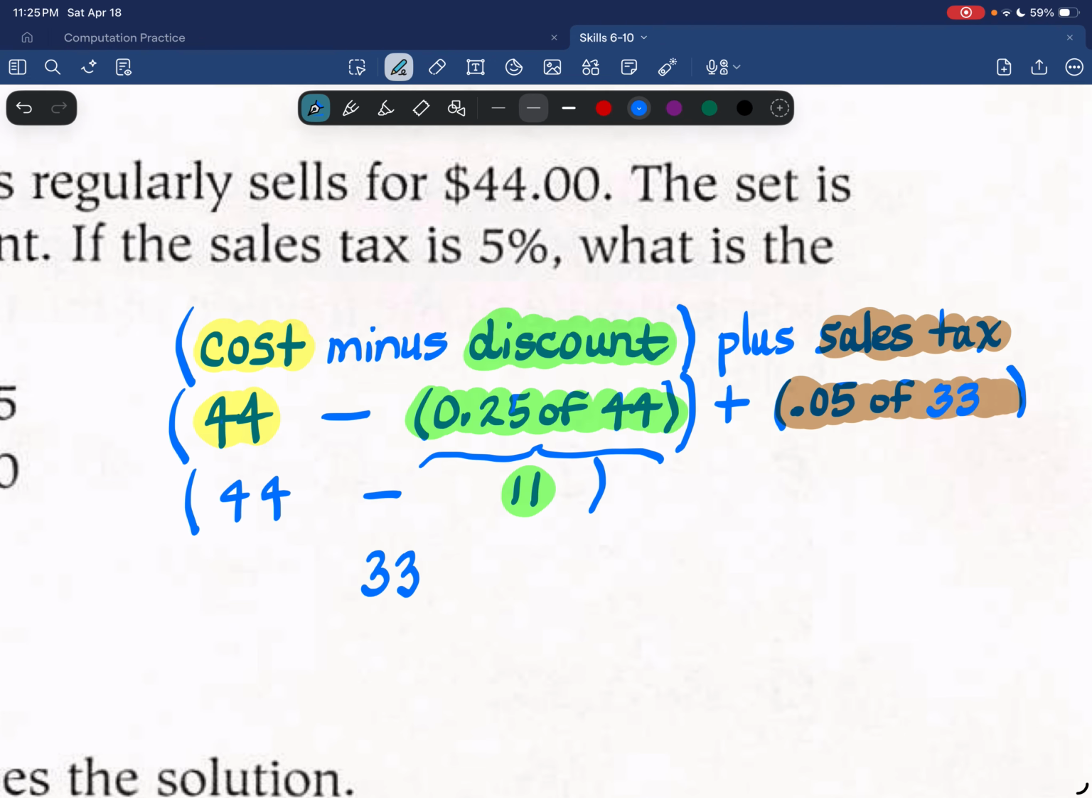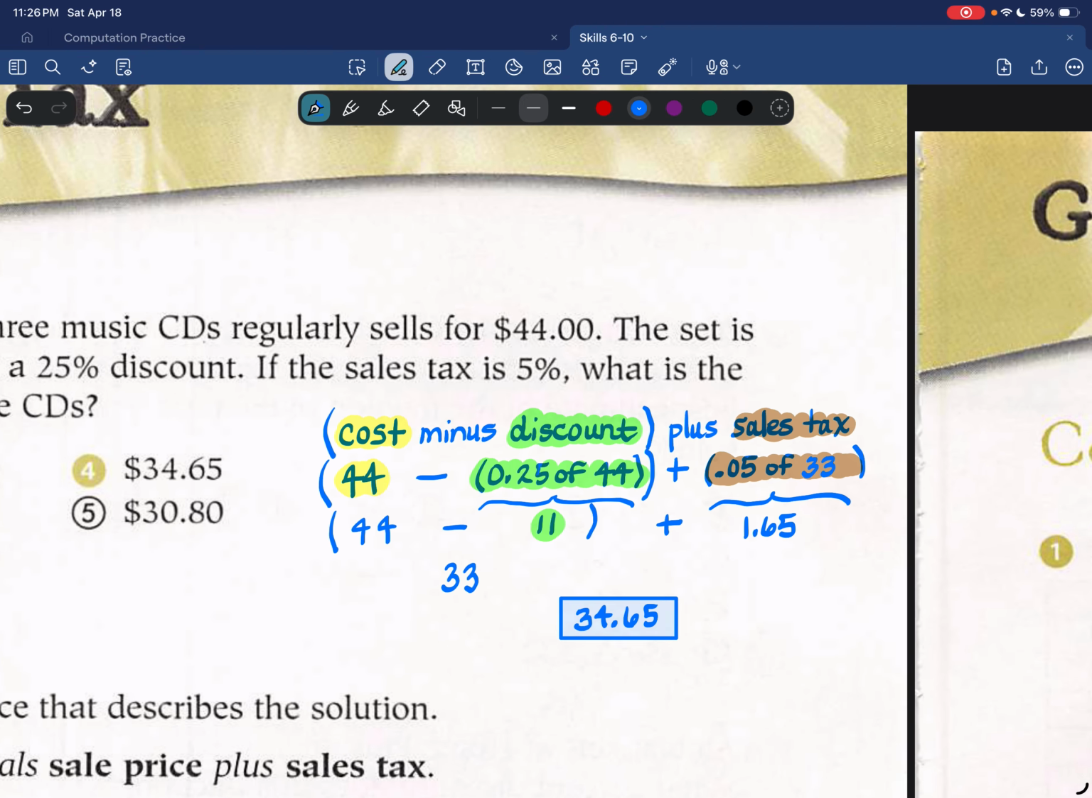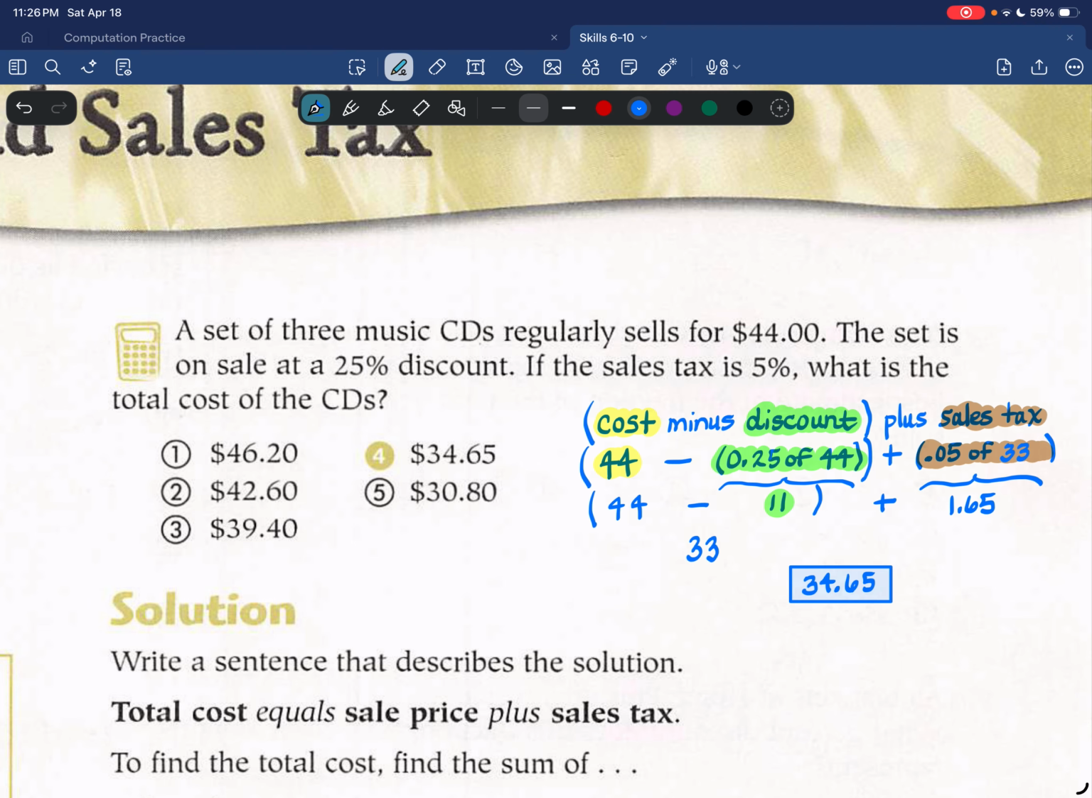So 5% of 33. Again, I'm going to use my calculator. Is $1.65. So $1.65 plus 33 is $34.65. And that is the final total cost. And that's what they marked, number 4.